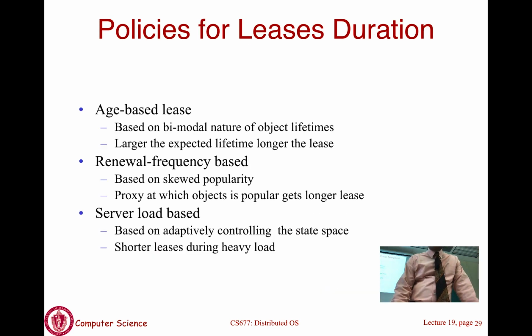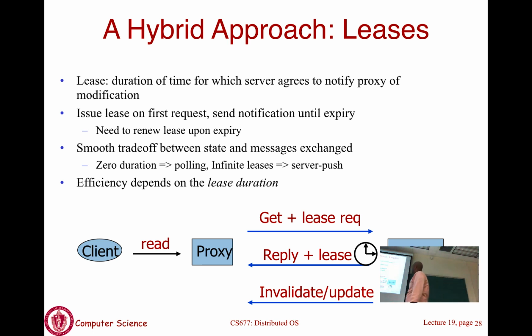Okay, so here is the flow. Client will send an HTTP request, which I'm just specifying as a read to the proxy. First time the proxy gets this request, it's a cache miss. It does not have the web page. It has to go to the server to get a web page. So it's going to send an HTTP get with a lease request saying, I need this web page and give me a lease on it. The server is going to send back a reply with the web page and is going to grant you a lease, with a duration.